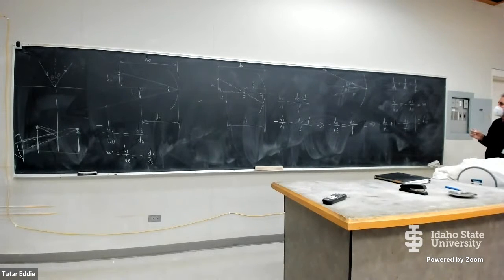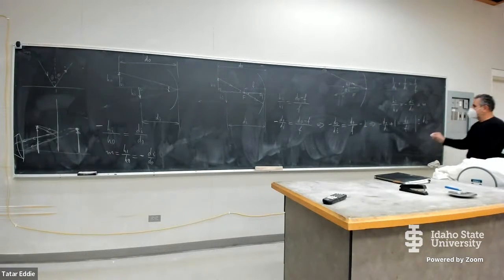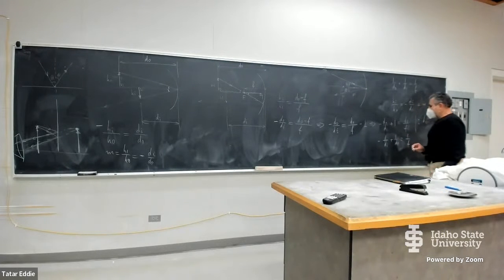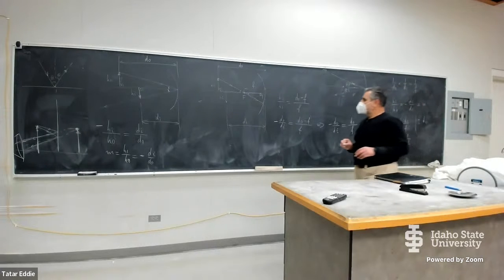This negative algebraic sign probably should have been there, but we have it. So if you divide both sides by DO, you're going to have 1 divided by DI with negative sign plus 1 divided by DO with negative sign is 1 divided by f. So this negative algebraic sign should have been there.